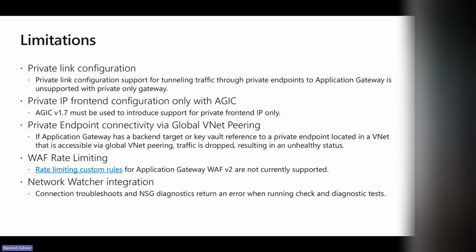Then there are some other things like WAF rate limiting. I'm not going to read the slide. WAF rate limiting with App Gateway WAF v2 is not currently supported. So this was custom rules. That is not something that is supported at the moment. Yes. And then, of course, Network Watcher integration. That has been a limitation from the beginning, and that is still not there yet. Okay.